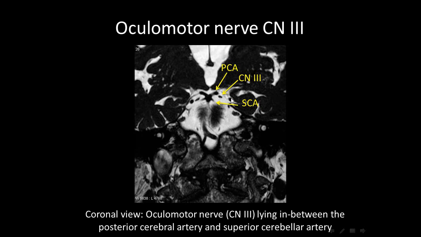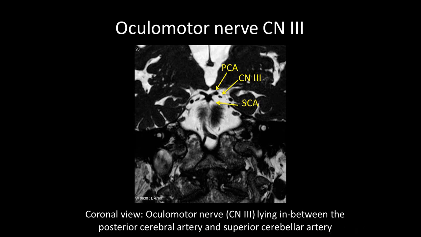The cranial nerve number 3 lies between the superior cerebellar artery here and the posterior cerebral artery. If you remember, we said that the superior cerebellar artery is branching from the distal part of the basilar artery, right? So this is the distal part of the basilar artery. Between the branch of superior cerebellar artery and the bifurcation of basilar artery to form the posterior cerebral artery is the cranial nerve number 3. So this is the location where we find the cranial nerve number 3.